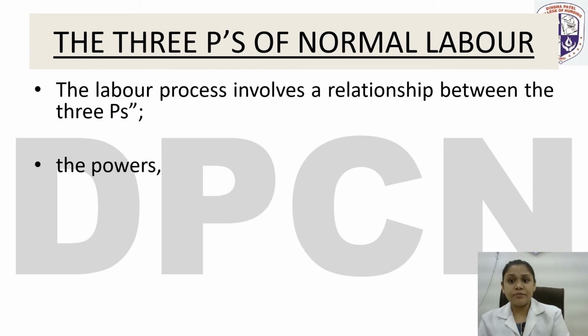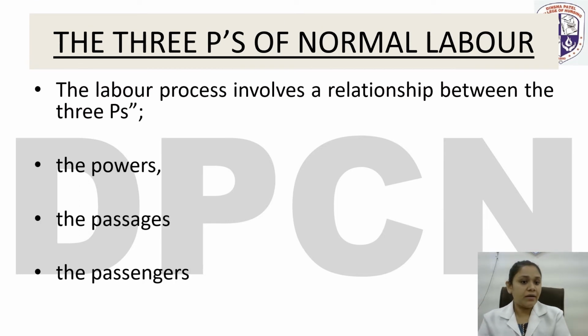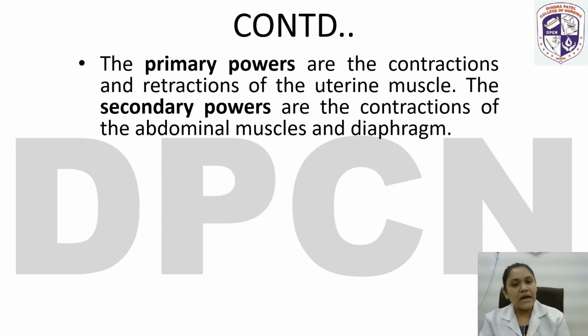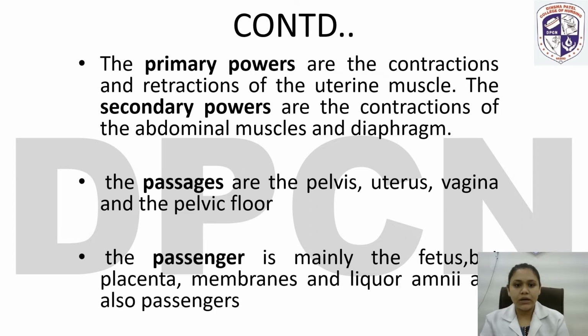There are 3 P's of normal labor. They also involve the relationship between the 3 P's. The first is the power, another is the passage, and the passenger. So what are the powers? Two powers are there: the primary powers and the secondary powers. What are the primary powers? The primary powers are the contraction and retraction of the uterine muscles, and the secondary powers are the contraction of the abdominal muscles and the diaphragm.